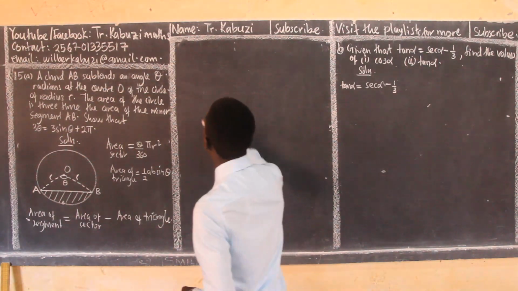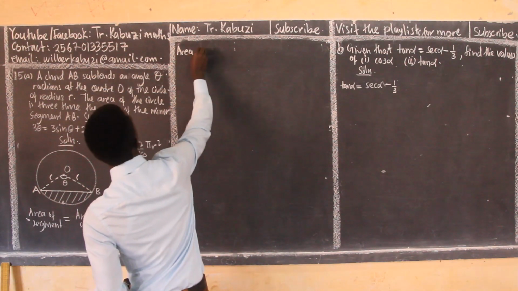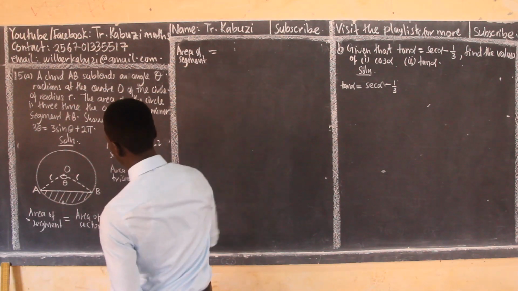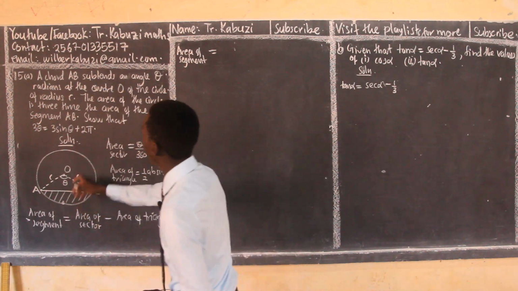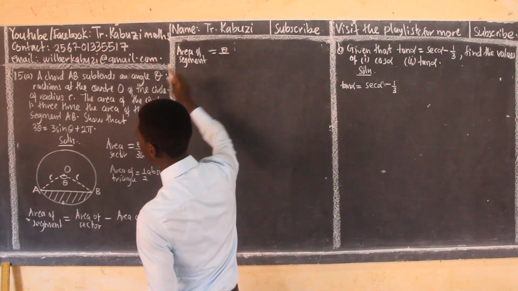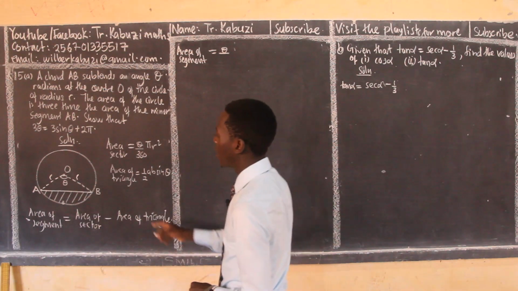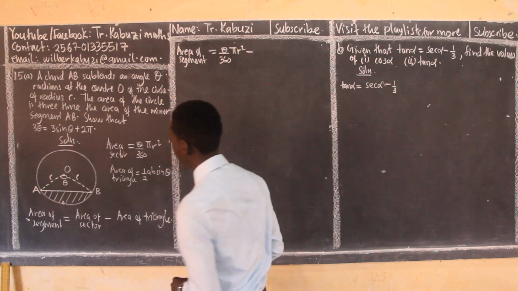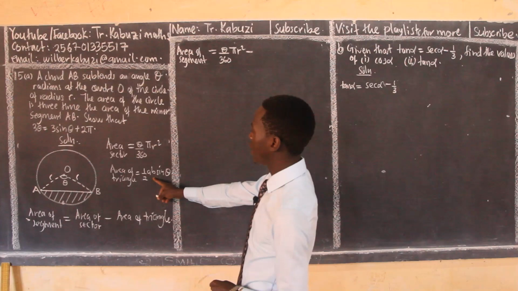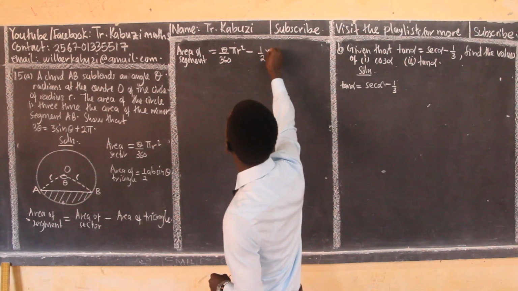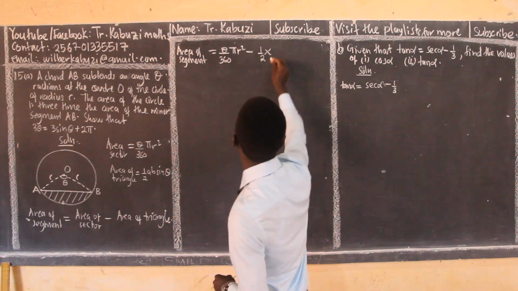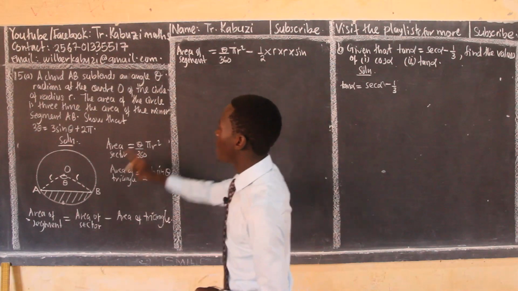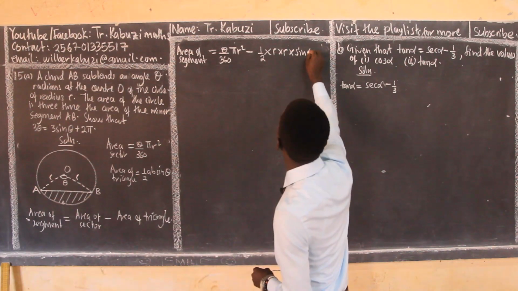So from there, my area of the segment will be the area of the sector, theta over 360 times pi r squared, minus the area of the triangle, which is a half times those two sides, r times r, then times sine of the angle between these two known sides, which is theta.